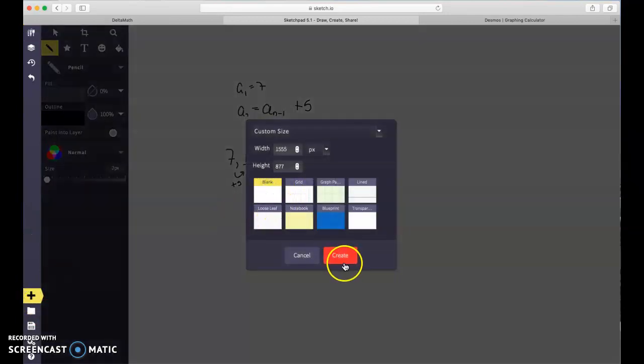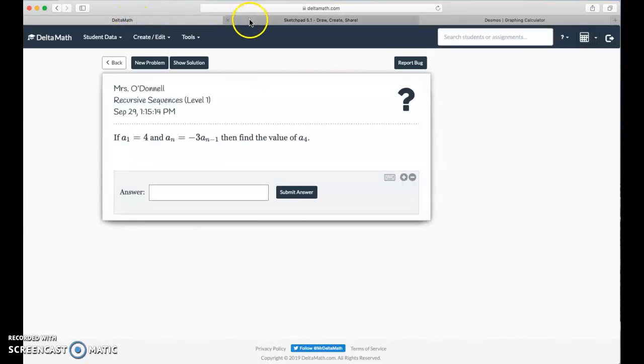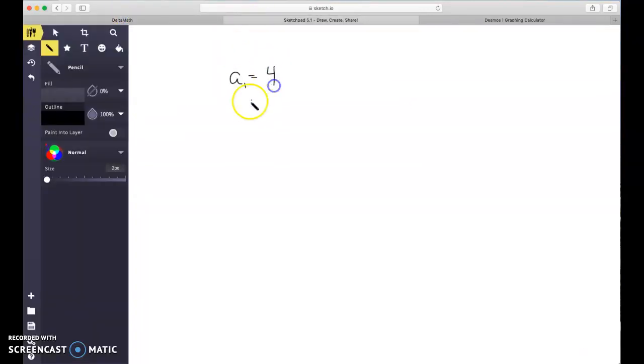Let's do a new one. Okay, so a sub 1, I already forgot what it was. A sub 1 is 4, and a sub n was negative 3 times a sub n minus 1. This a sub n minus 1 right here just means your previous term. So the term that came first multiplied by negative 3.